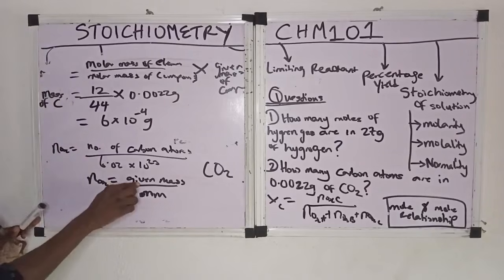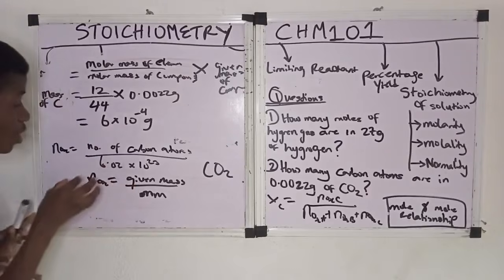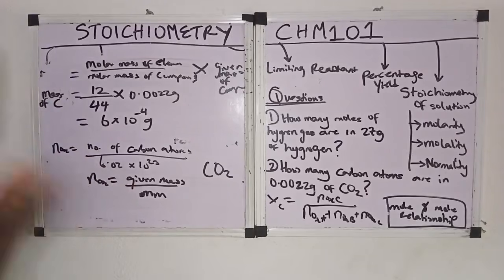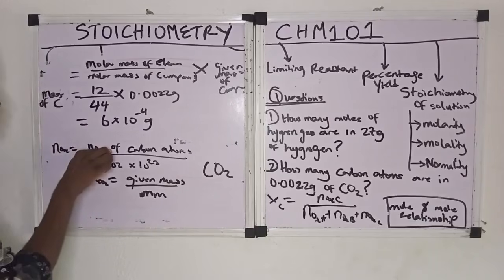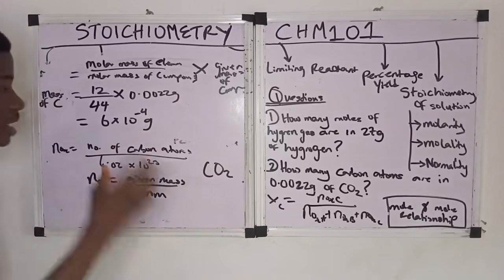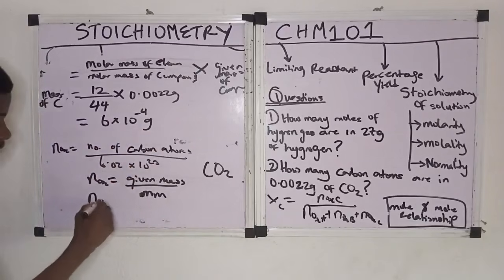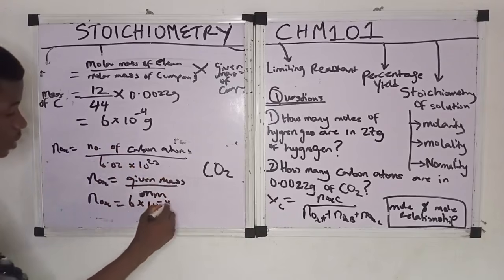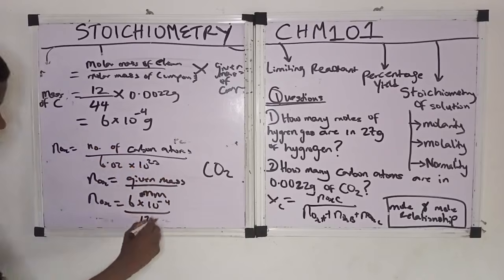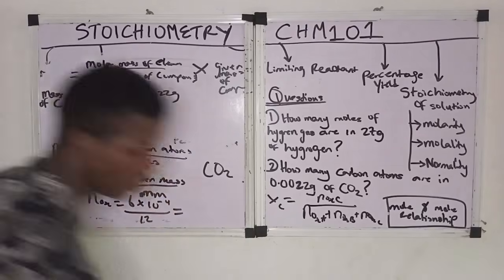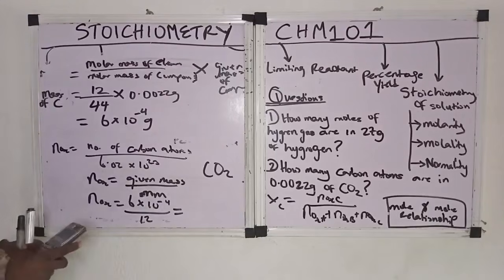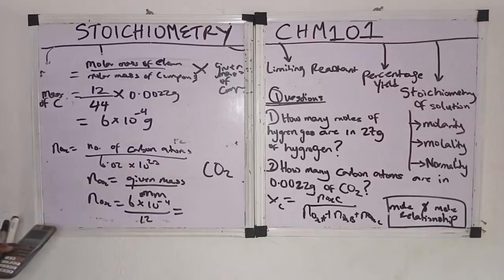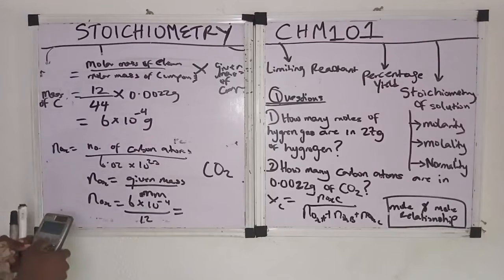Remember, don't forget that we're looking for the number of mole of carbon. Once we get the number of mole of carbon, we put it here and cross multiply. We get the number of carbon atoms, right? So let's continue. Remember, number of mole is equal to the mass of carbon, which is 6 times 10 raised to the power minus 4, right? Now the molar mass of carbon is 12. So if we divide it, what would be the mole? So 6 times 10 raised to power minus 4, then divided by 12.